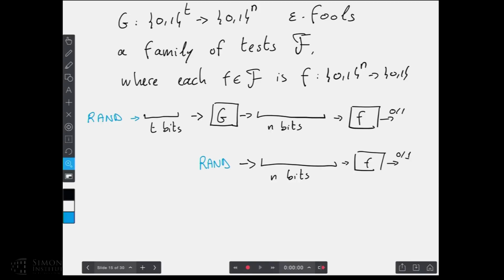Okay, so that's the definition that we will work with. A very important case will be where the collection of statistical tests that we are interested in are all tests computable within some time bound, all efficiently computable tests, because that will mean that the output of the generator has all the checkable properties of truly random strings.